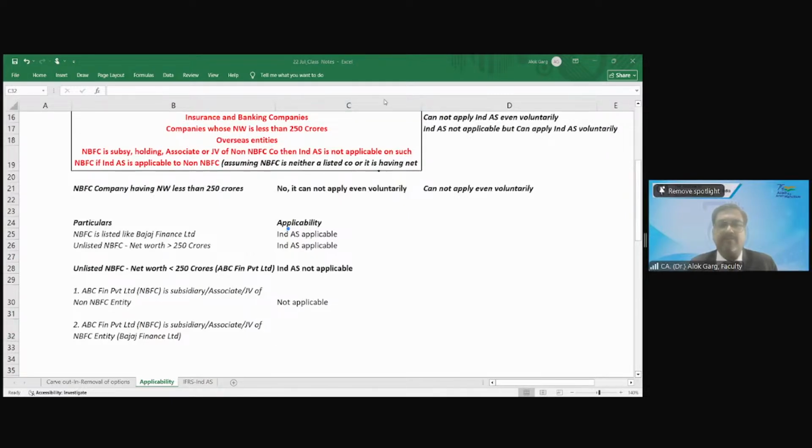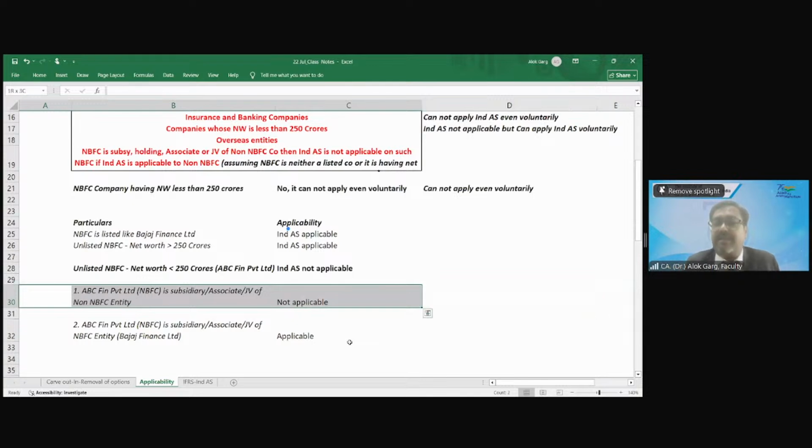What will happen? Now it becomes applicable. Sir, in the first case, when this entity was a subsidiary, associate or joint venture of a non-NBFC entity, how will that non-NBFC do the consolidation? For the consolidation purpose, this entity has to migrate its accounts under Indian accounting standard. Is that clear? I hope it is clear to everyone.